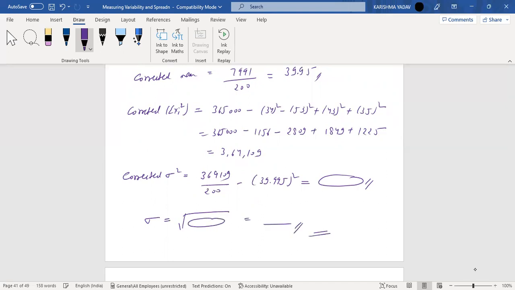Now that's how we can perform the standard deviation example. It's easier to calculate by using this formula. So that's all for this lecture.